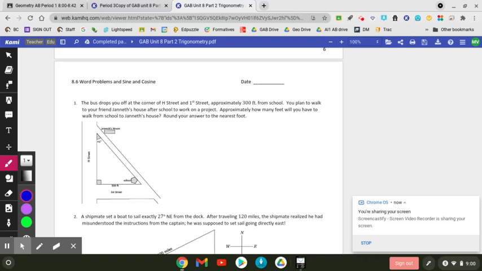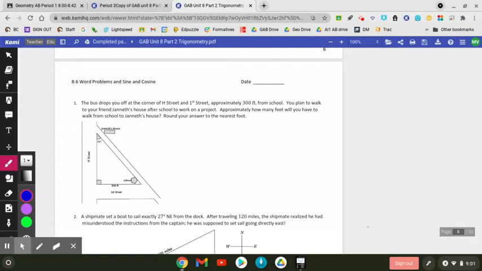Hello, everyone. Today we are going to work on the applications, so word problems using sine and cosine. Reminder, you want to make sure your calculator is in the degree mode.